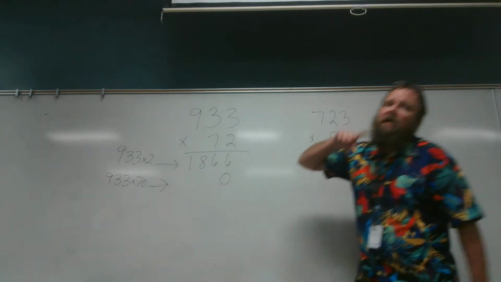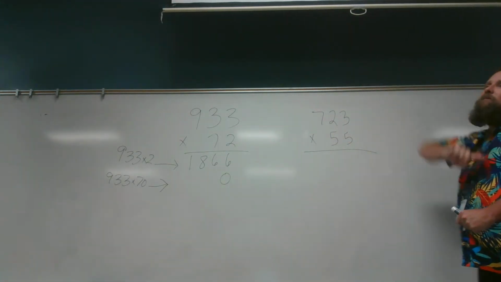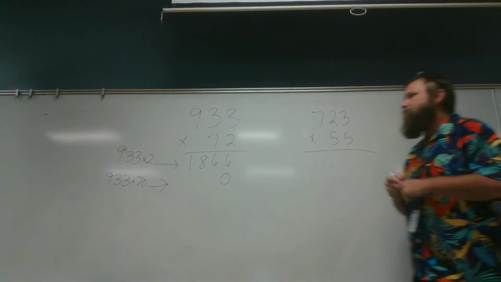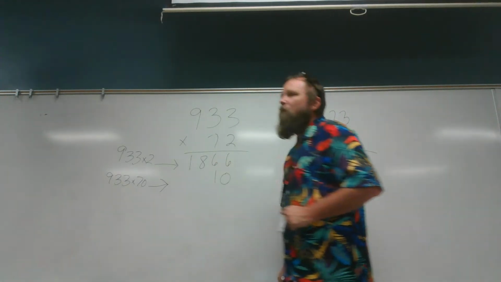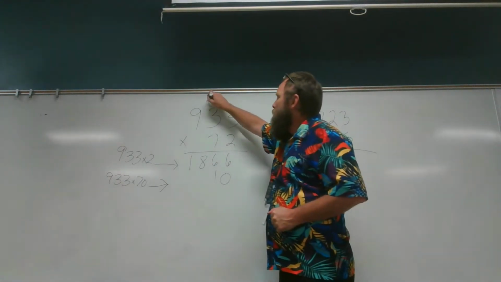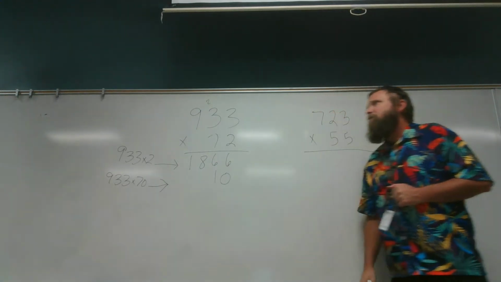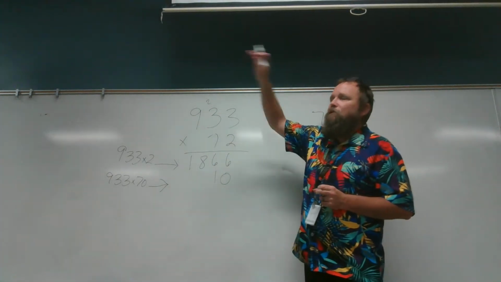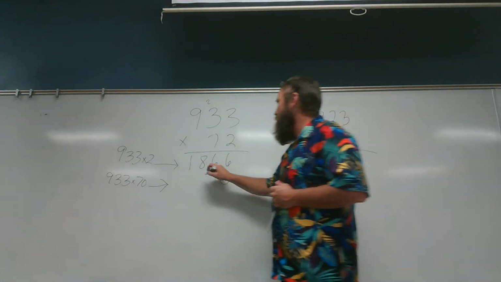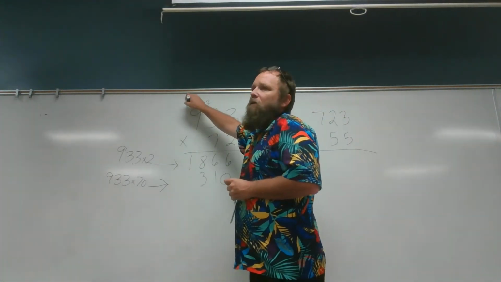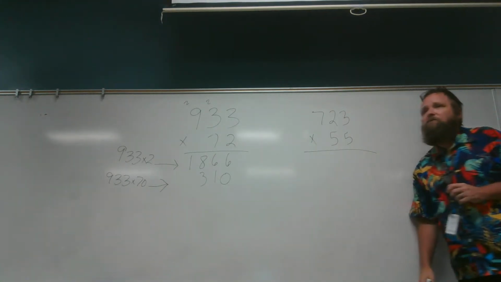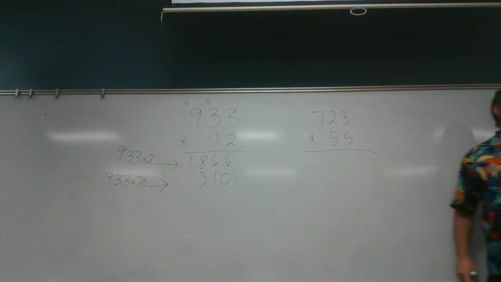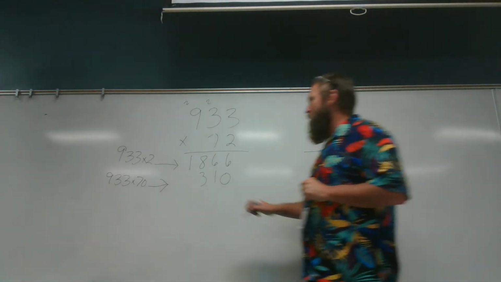7 times 3 is 21. So I have 1 ten and 2 hundreds. 7 times 3 is 21. 21 plus 2 is 23. 3 hundreds, 2 thousands. 7 times 9 is 63, plus 2 is 65.